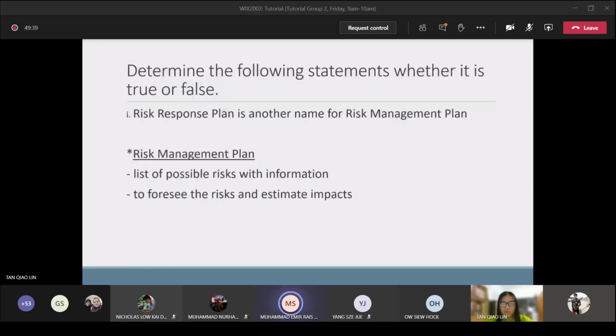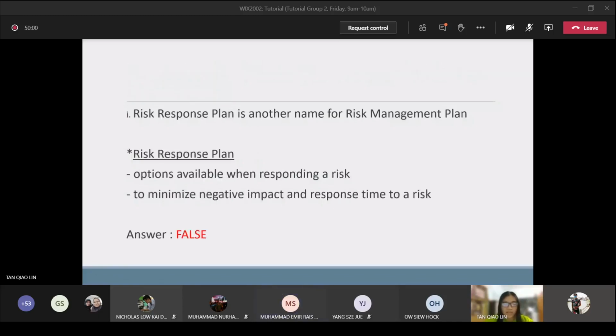The question is to determine whether the following statements are true or false. The first statement is: the risk response plan is another name for the risk management plan. We know that the risk management plan includes a list of possible risks with information and is used to foresee the risk and estimate the impact. The risk response plan includes the options available when responding to a risk and is used to minimize negative impact and respond in time to a risk. So the response plan and management plan are different, then the answer is false.